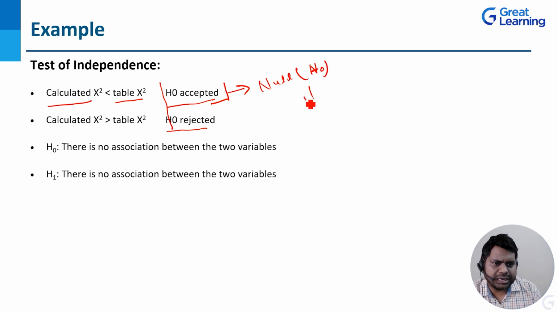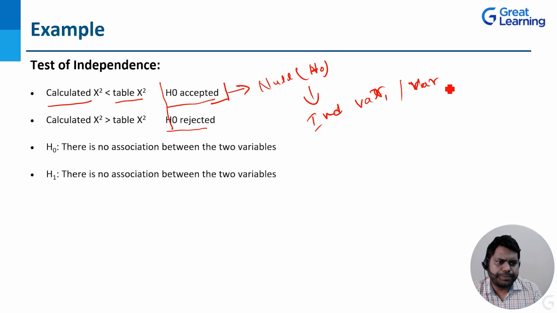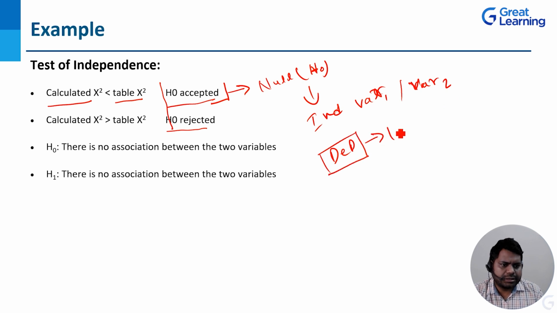When variable 1 and variable 2 are independent of each other, then we can say that the null hypothesis is accepted. When they are dependent on each other, in that case we can reject the null hypothesis and accept the alternate hypothesis.